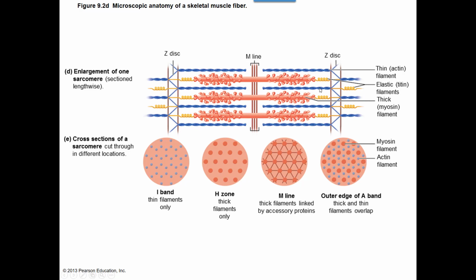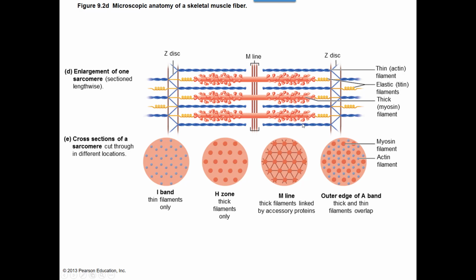This is if I was going to make a cross section through some of these different bands, what I would see. An I band on the end is only going to have the thin filaments, the blue. The H zone is going to have thick filaments only. That happens right here down the M line. I'm going to say the M line, and I should put next to the M line. The M line is where you have thick filaments that are linked all together with different proteins that anchor them all together. And then the outer edge of the A band is where you're going to see both thick and thin. So the outer edges, this is all outer edges, is where you're going to see both thick and thin, both red and blue.